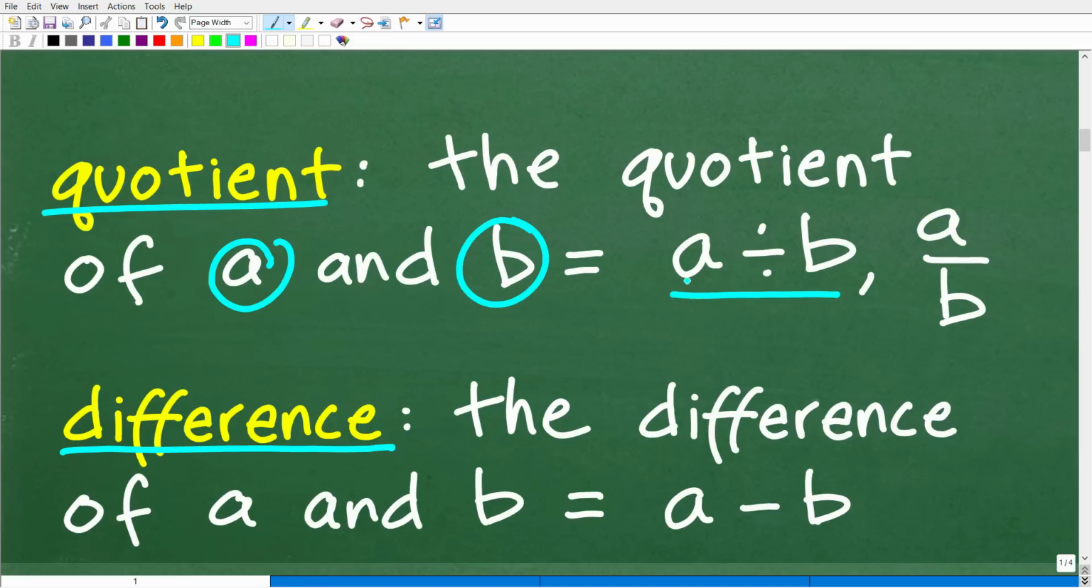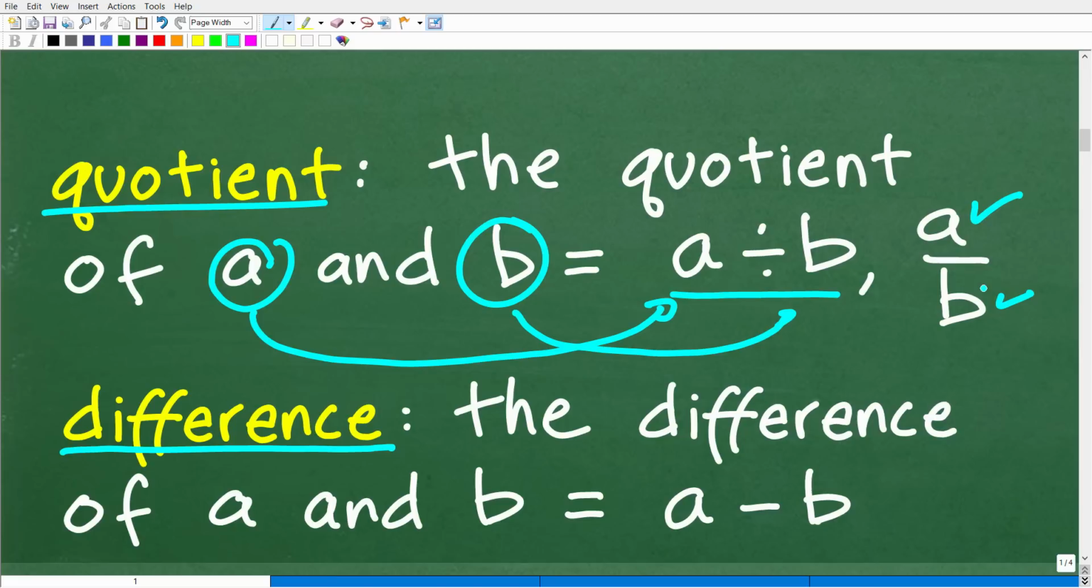So we would write this: the quotient of A, this is the first number, and B is the second number. And A, this first number, is the numerator. In other words, we can write it this way, A divided by B, or A over B. So there is a very precise order here when it comes to the definition of the quotient. It is the result of division, and again, we have to be very mindful of the order.